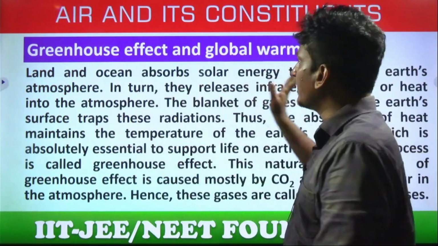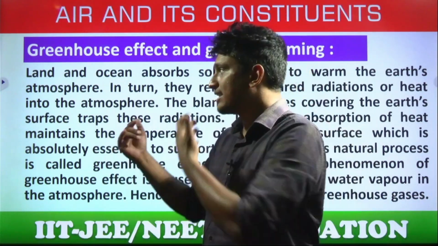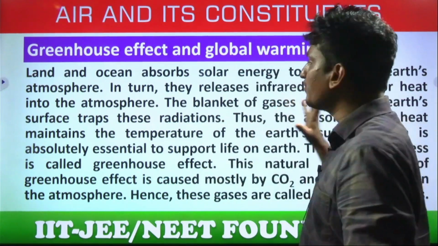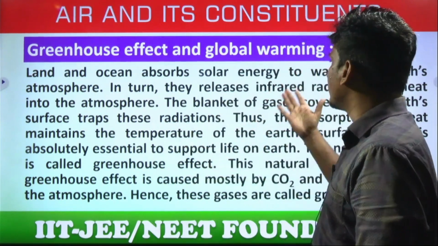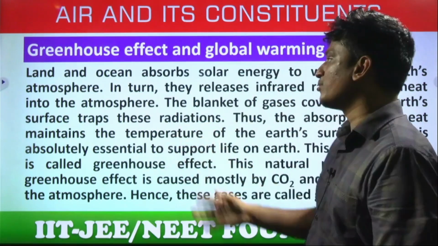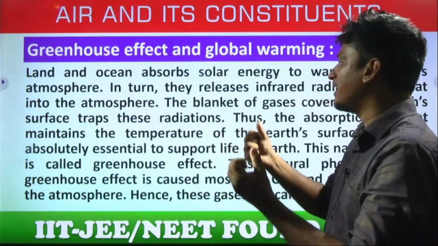So next, greenhouse effect and global warming. What is the greenhouse effect? Students, listen. Land and ocean absorb solar energy to warm the earth's atmosphere. In turn, they release IR radiations, infrared radiations or heat, into the atmosphere. The blanket of gases covering the earth's surface traps these radiations.